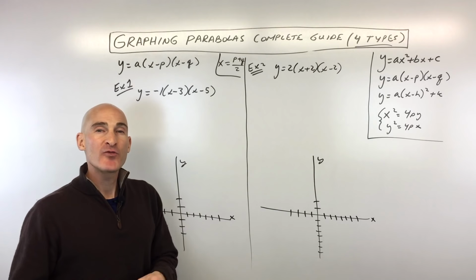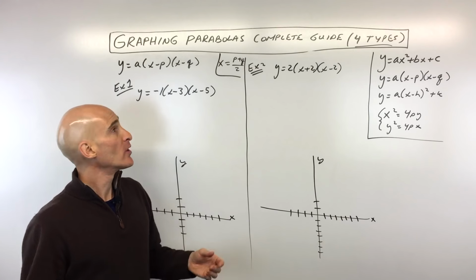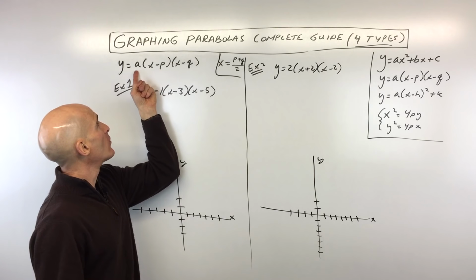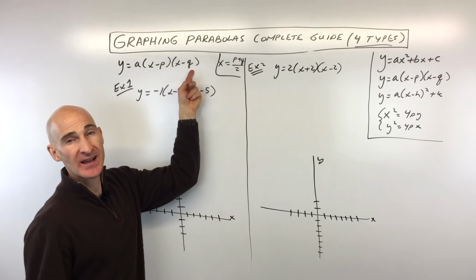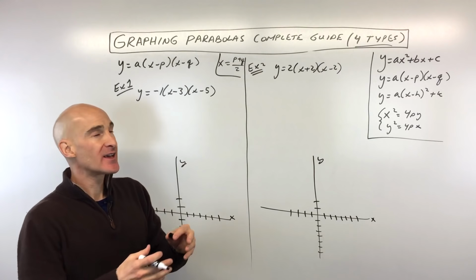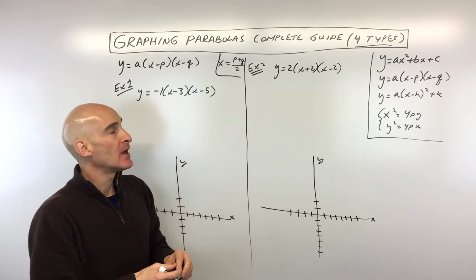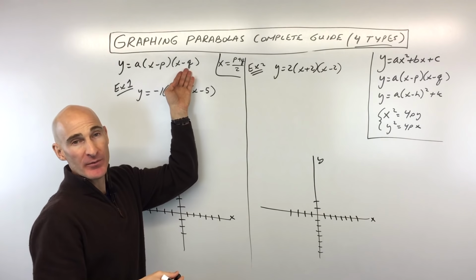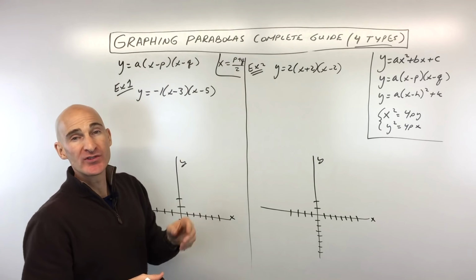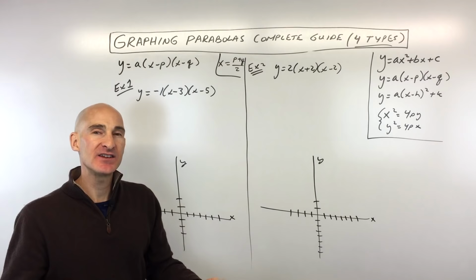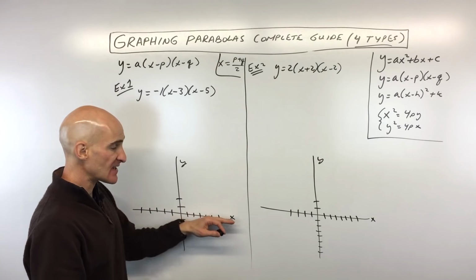Okay, this next type of parabola that we're going to be graphing and working with is the parabola that's in this form, y equals a times the quantity x minus p times the quantity x minus q. And notice it's like a factored form, and this is called the intercept form. The reason is because if you set these factors equal to 0, you're going to be finding the x-intercepts, meaning where it crosses the x-axis.